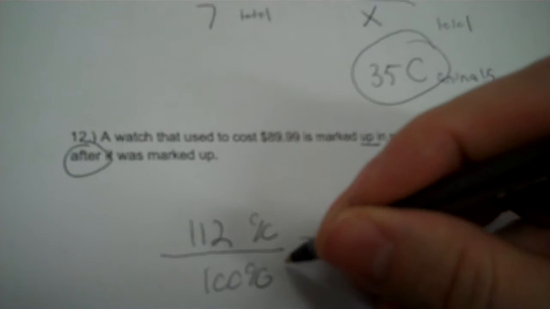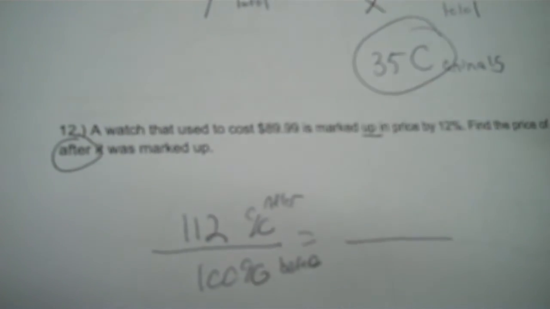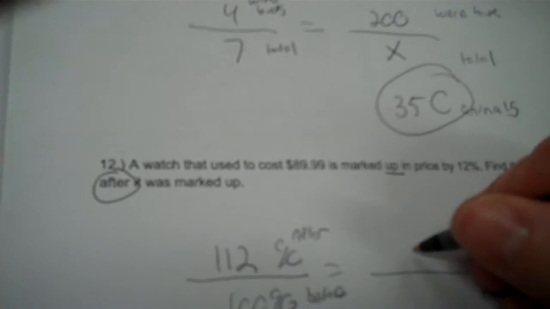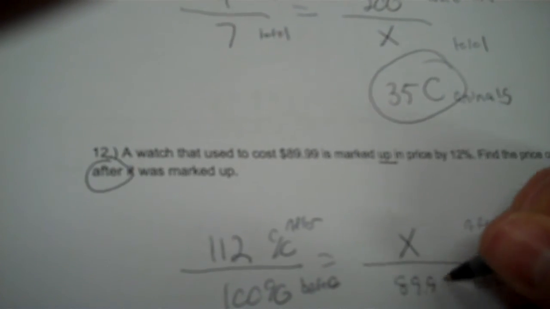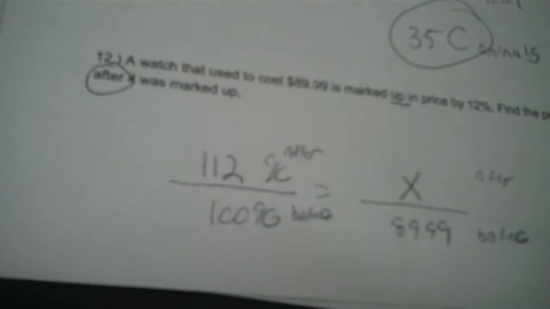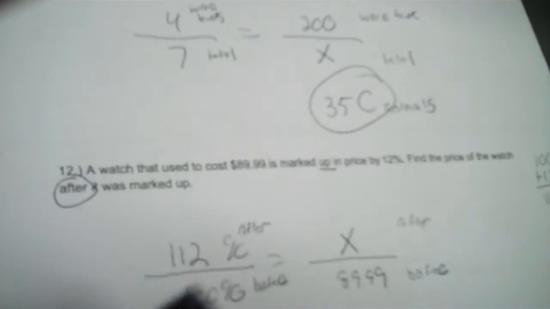Well, here's what this means. 100% is always before, and the top percent is always after. And that's always that way. After, before. Well, I have after circled. That means I don't know it. So X is after, and then $89.99 is before. So again, when you add or subtract from 100%, it always goes after, before. 100's always the before, the other one's the after. So 112 times 89.99 divided by 100. $100.79.